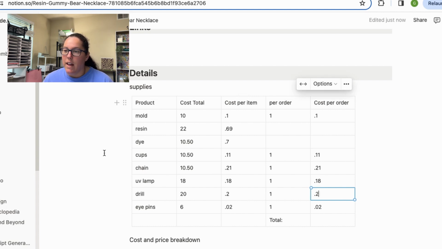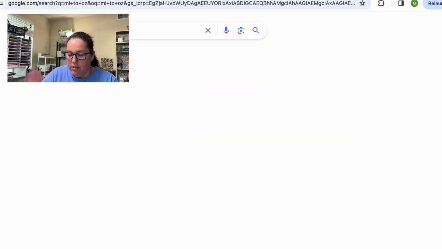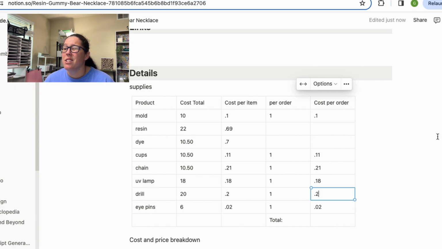Resin and dye. That's the complicated part because I don't know how much resin it takes to fill up each bear. And I don't know, like I used 4 drops of the dye. So that's complicated. How much is an ounce? Let's go milliliters to ounce. So 29 milliliters is in 1 ounce. That's probably it. So like half an ounce maybe in each gummy bear.